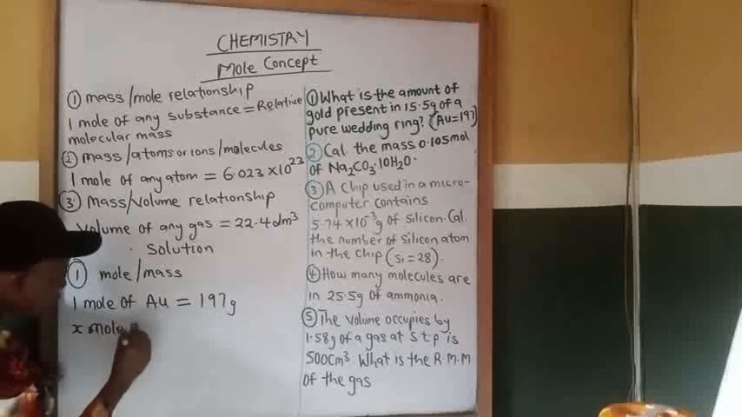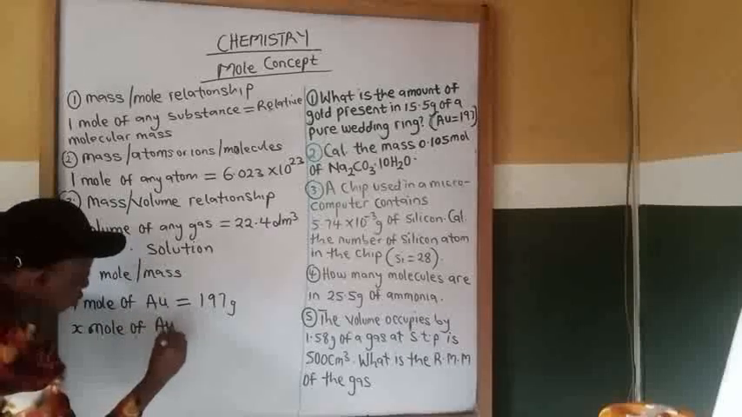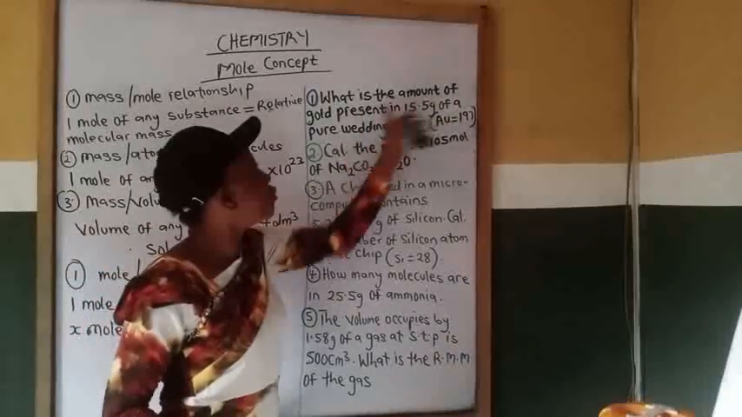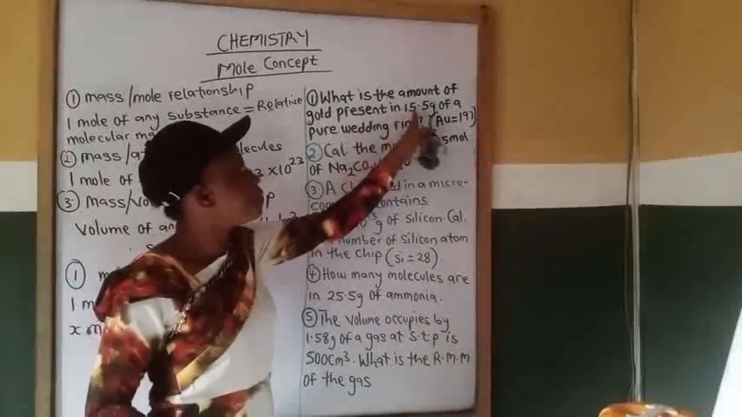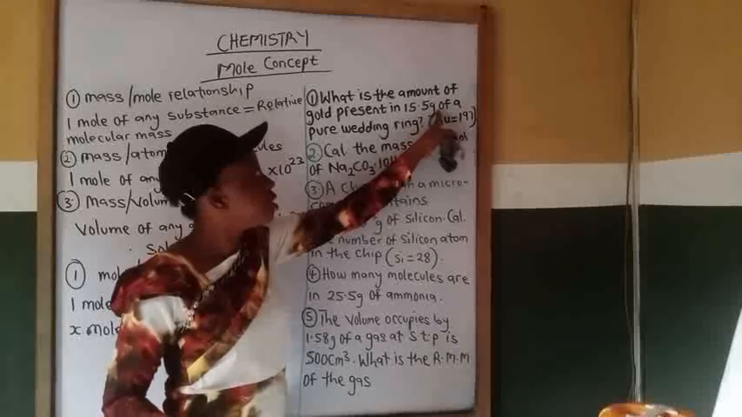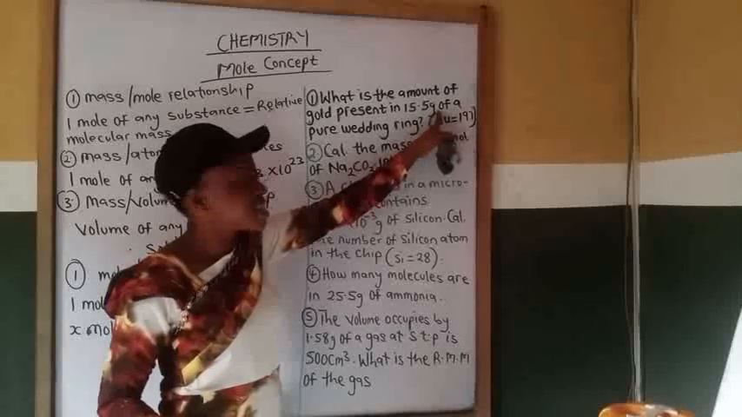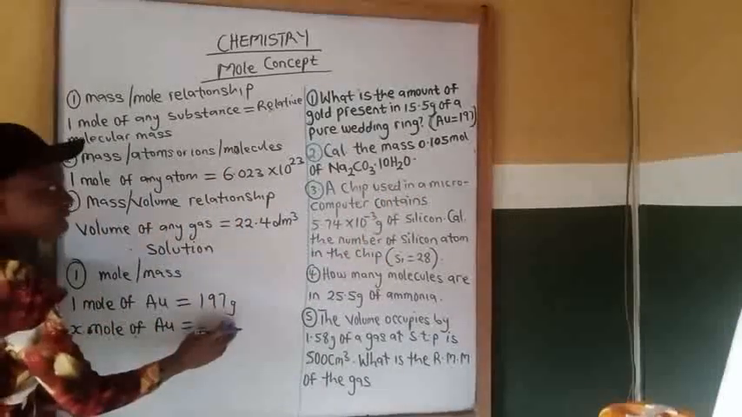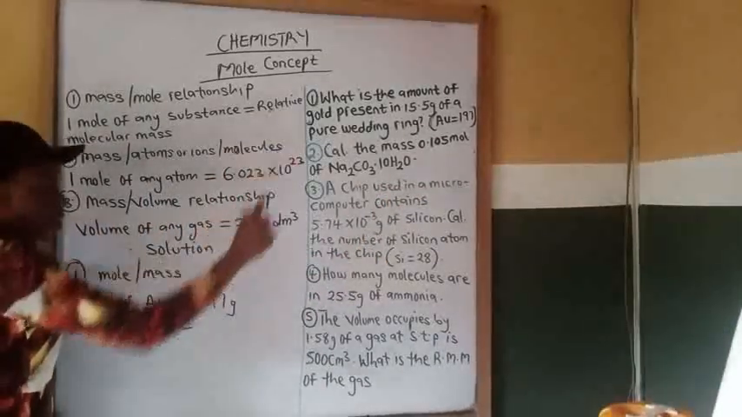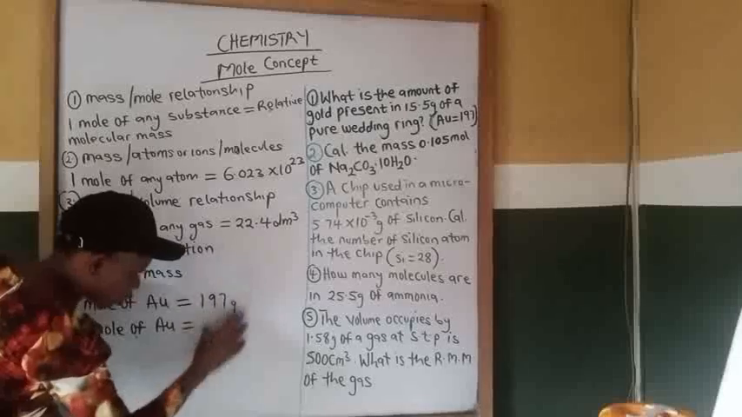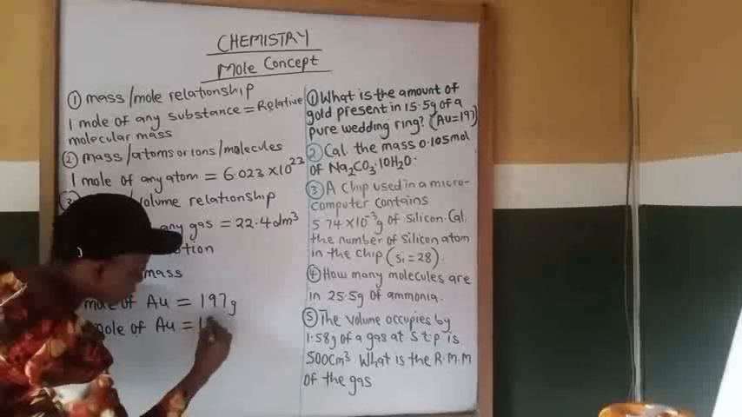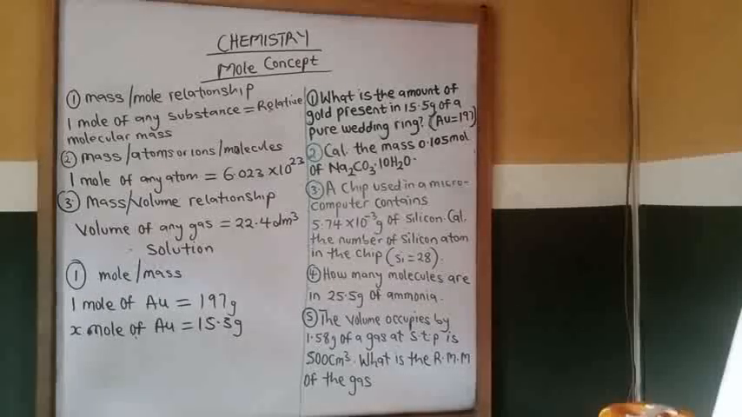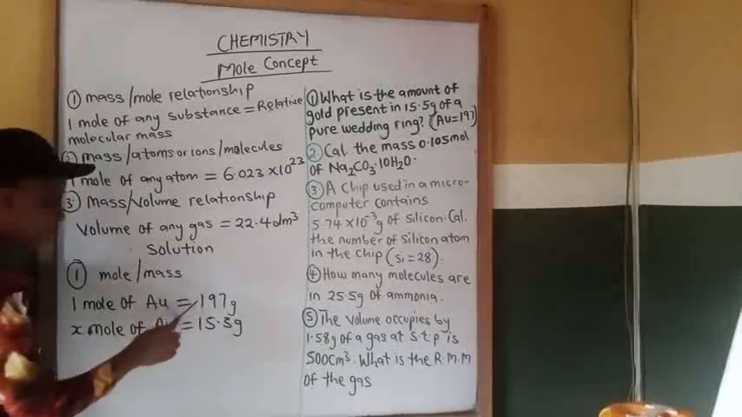X mole of gold is equal to the amount of gold present in 15.5 grams. So they gave us mass in gram. So let's come under mass. Place that 15.5 grams under mass, so this side is for mass. Then that's 15.5 grams. After that, you cross multiply.